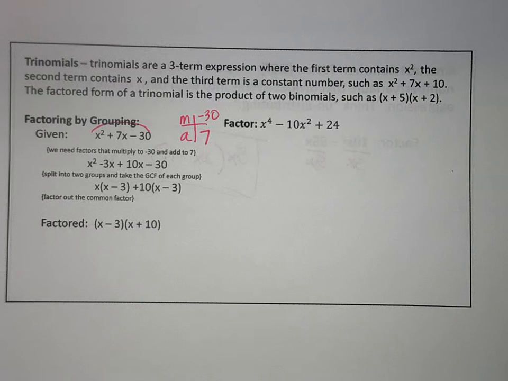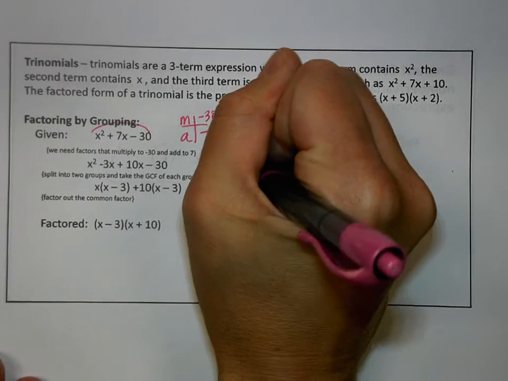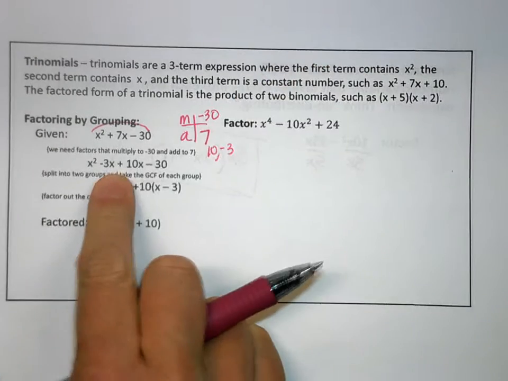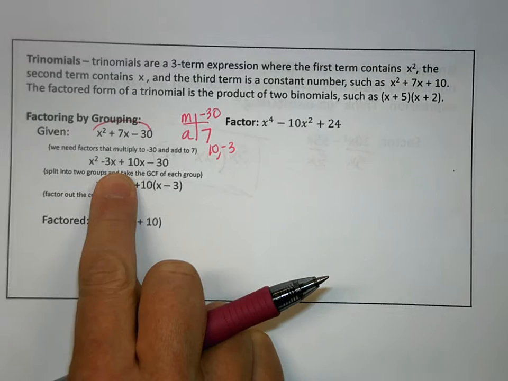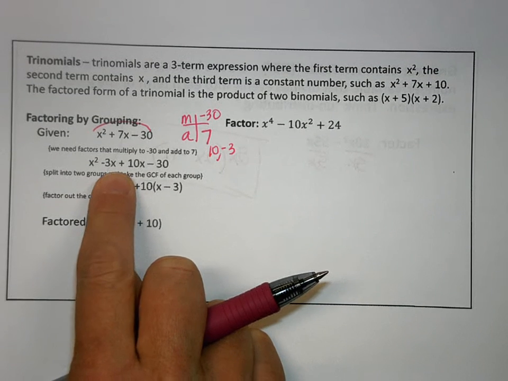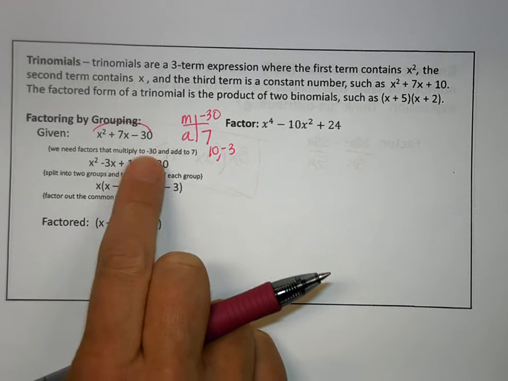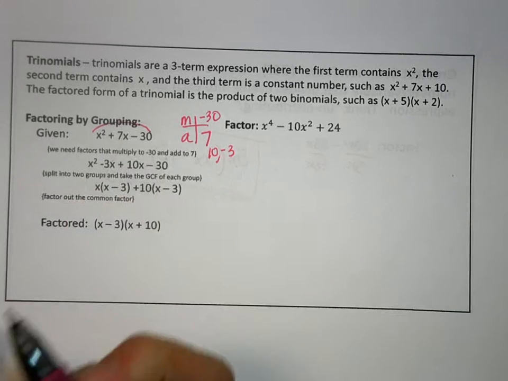We're looking for 2 numbers that multiply to be negative 30 and add to be 7. Good. You mean 10 and negative 3? Good. So 10 and negative 3. And so remember how we did the grouping method here? We have 10x and negative 3x. It doesn't matter which order you put them in.